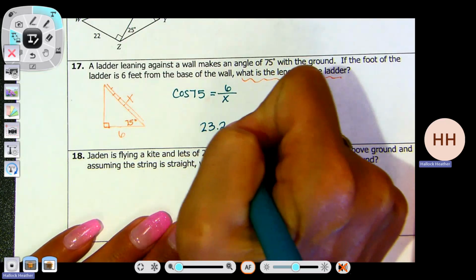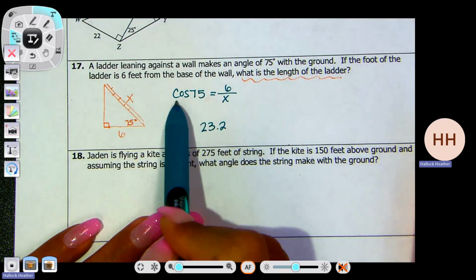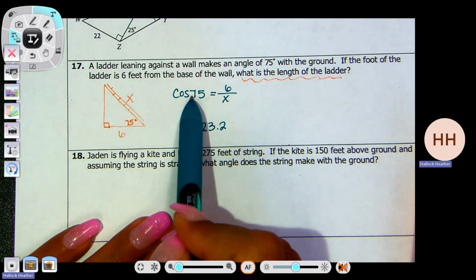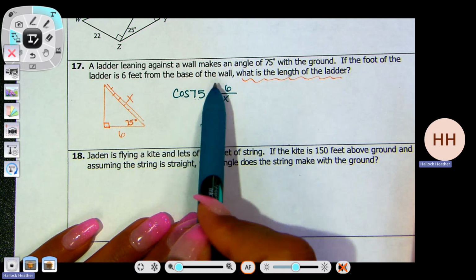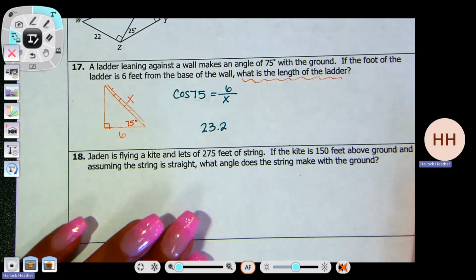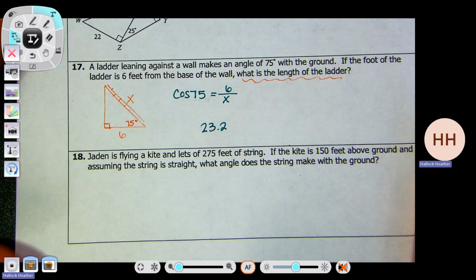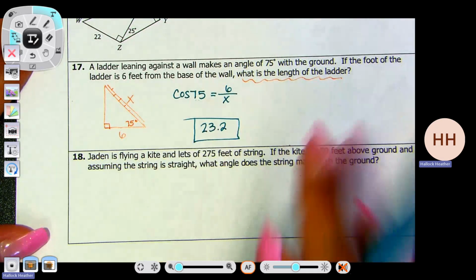23.2. So this one should have been a division problem because when you cross multiply, you're doing x times cosine of 75. So you have to do the extra step where you divide both sides. Okay, let's do 18.